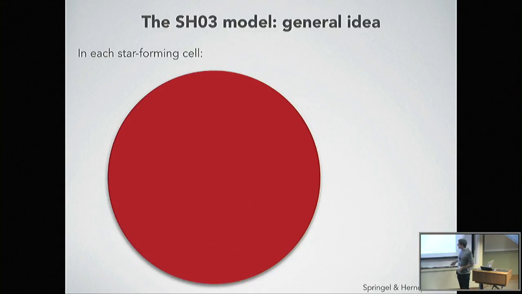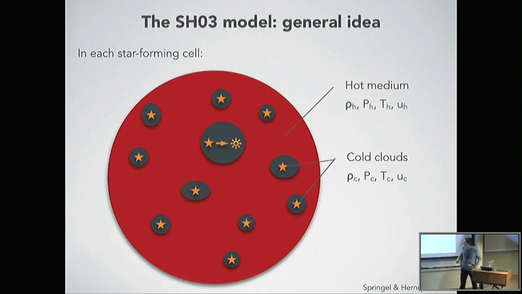Because what's really going on is that inside of your cell, you have both a hot interstellar medium and many, many GMCs, many star-forming regions. And so we have to make a model for how the star formation proceeds. This is the famous Springel and Hernquist 2003 model. And the model is exactly that.